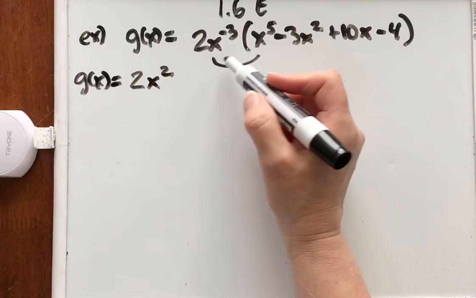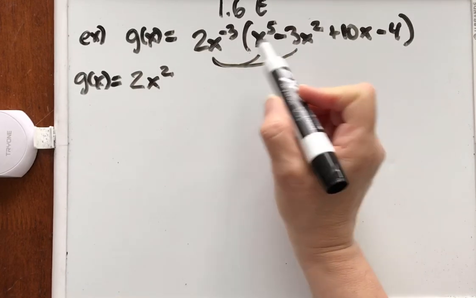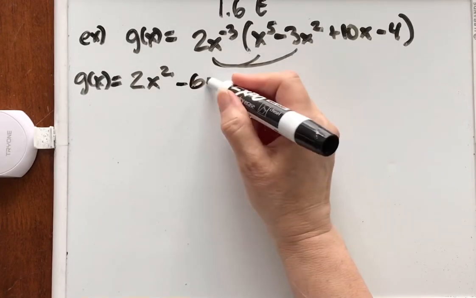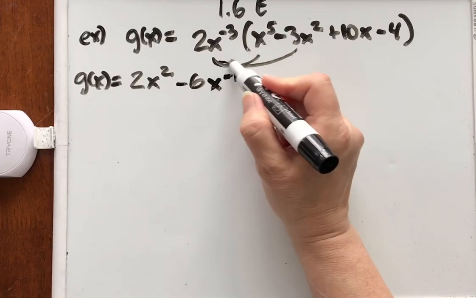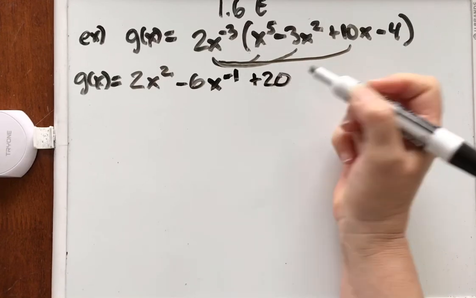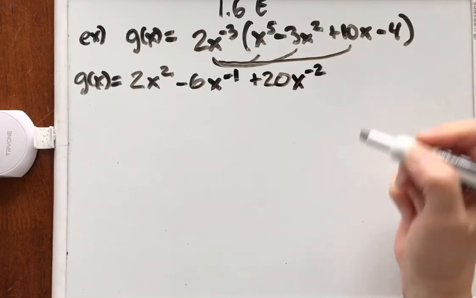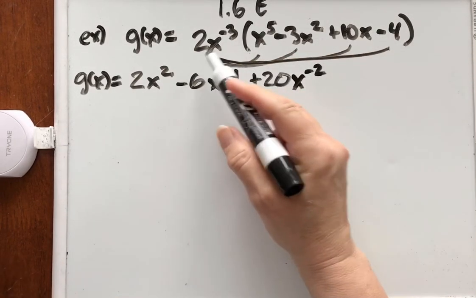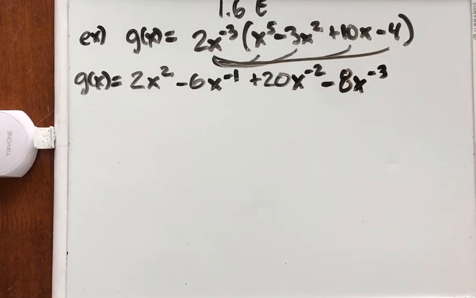Now we're going to do 2x to the negative 3 times negative 3x squared. Negative 3 times 2 is negative 6. Negative 3 plus 2 is negative 1. All right, then we're going to take this, multiply it over here. 2 times 10 is plus 20. Negative 3 and a positive 1 is negative 2. Then we go to the last one. 2 times negative 4 is negative 8, x to the negative 3.